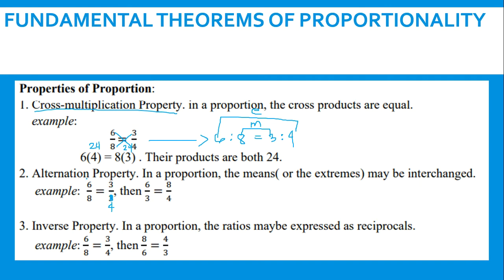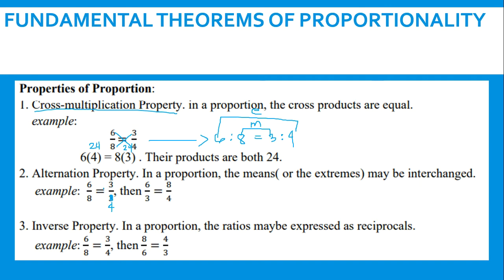Or you're going to read that one as 6 is to 8 as 3 is to 4. Then, 6 is to 3 equals 8 is to 4. So, that is alternation property. So, ang naay interchange nga nahitabo coming from the original given nga proportion, which is 6 is to 8 as 3 is to 4. Sige. So, ang nabantayan nato diri no is nag-change ang 8 og 3.